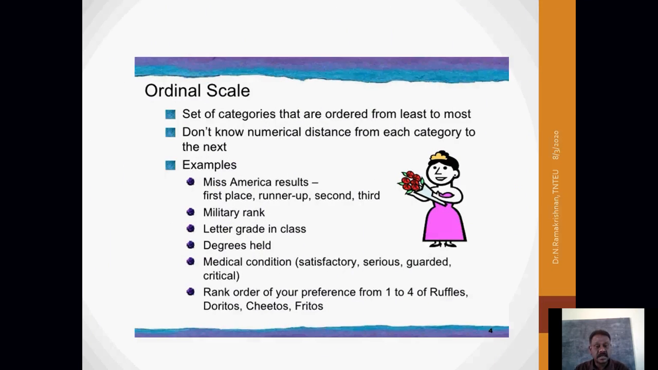Now next we'll go to ordinal scale. Ordinal scale is just we are ordering from top to bottom, based on height or based on weight or based on your scores, based on your economic condition, based on any criteria you can have. And once you order them, that is known as ordinal scale. Let me read: set of categories that are ordered from least to most. So you are ordering them. We don't know the numerical distance from each category to the next. Examples: Miss America results, first place, runner-up, second, third.